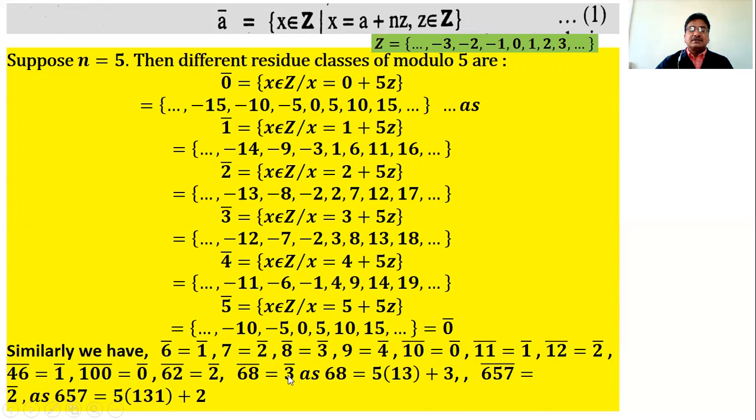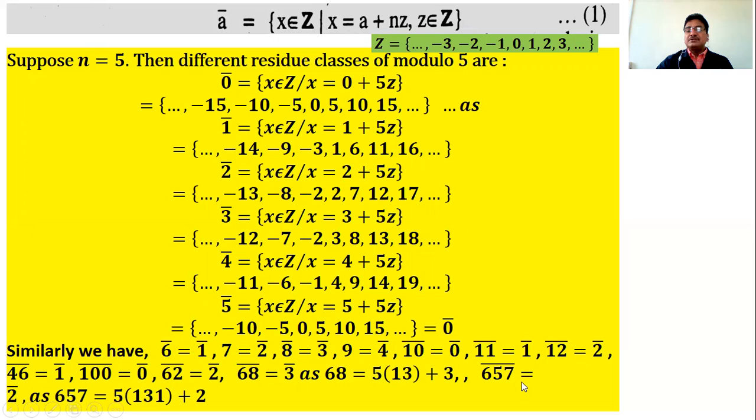68 bar is 3 bar. If we divide 68 by 5, because we have to find where n is 5, then 13 is the quotient and 3 is the remainder. And that's why 68 bar is 3 bar.